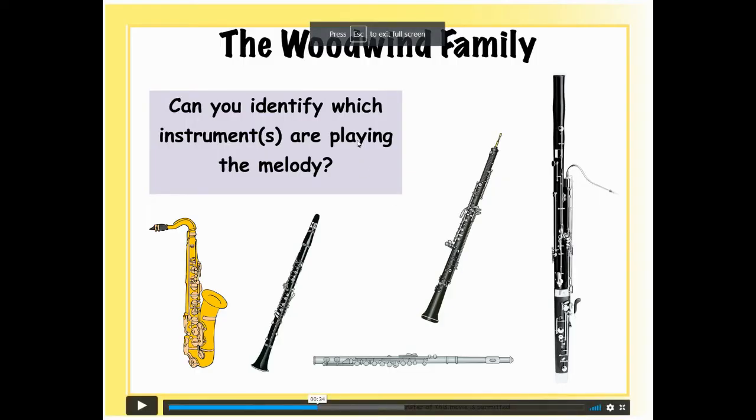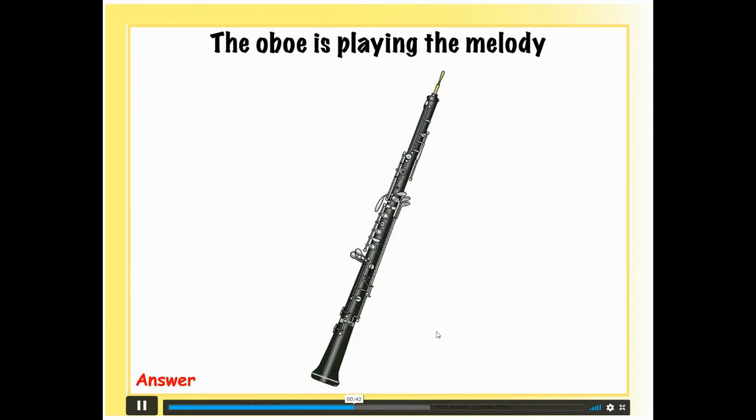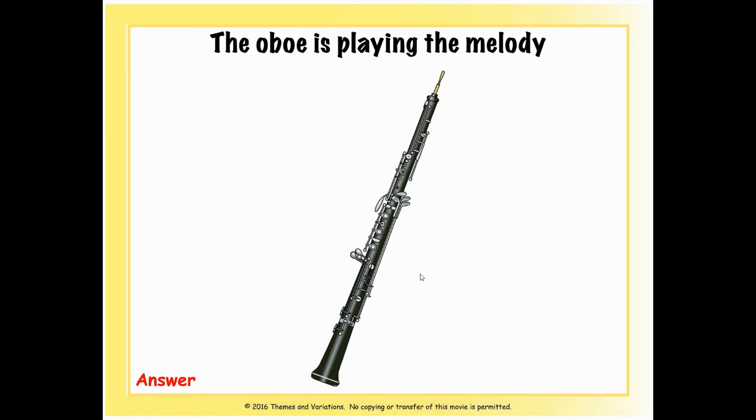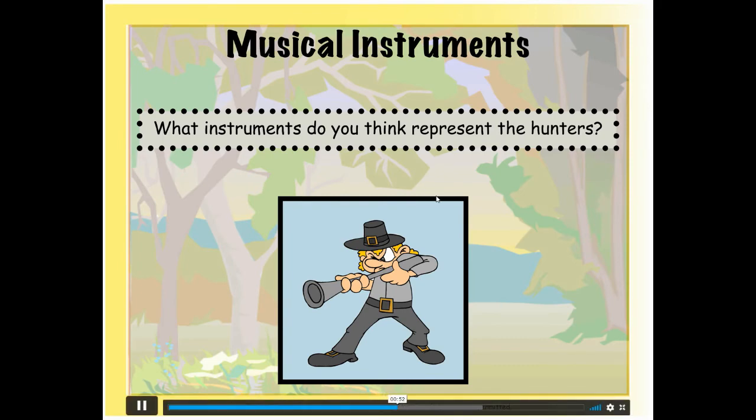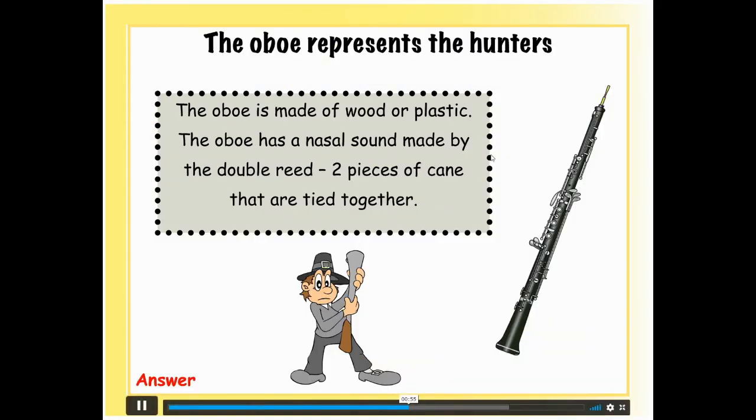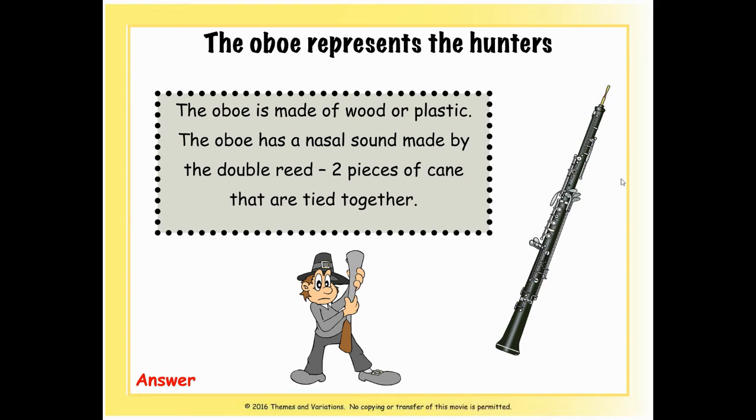All right, so the instruments we hear playing, no saxophone, no clarinet. I don't hear that flute. I don't hear the bassoon. But I do hear this oboe playing. Hear that stuffy sound? Huh, we were right. So, what is the oboe made of, wood or plastic? The oboe has a nasal sound made by the double reed, two pieces of cane that are tied together.